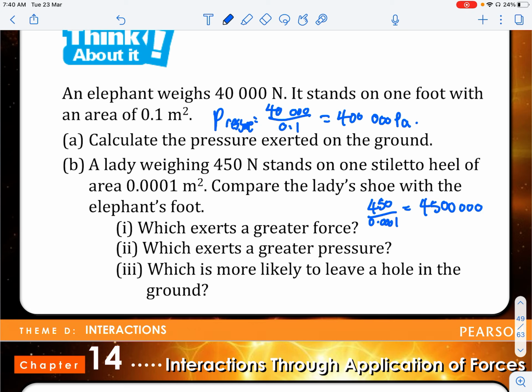Of course, which one will exert a greater force? It will be mainly the elephant, because they say force, right? But greater pressure, it will be the lady shoe. Leaving a hole is mainly due to the one that has a higher pressure, so the one is the lady.